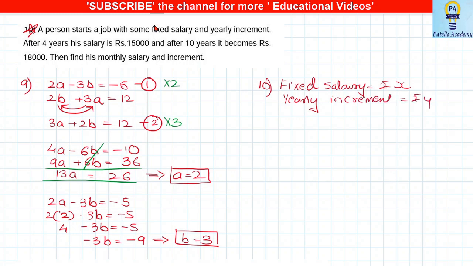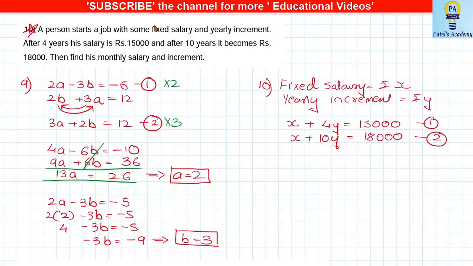as rupees y. Now after 4 years the salary is 15,000, meaning the fixed salary is not changing, that is x. Yearly increment is y, so for 4 years it will be x plus 4y equals 15,000. This is the first equation, and similarly we have to write down for 10 years. So for 10 years I will get x plus 10y equals 18,000.